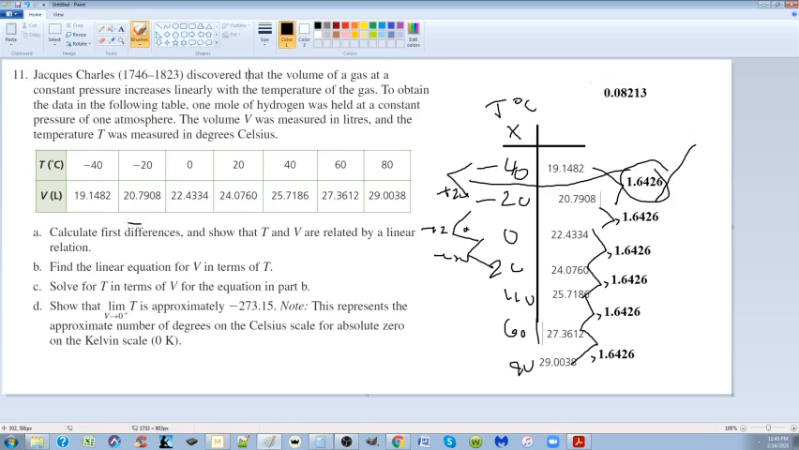But let's read the question. Calculate the first differences and show that T and V are related by a linear relation. Yeah, when I did first differences, if the first differences are all the same, we're talking about a line.